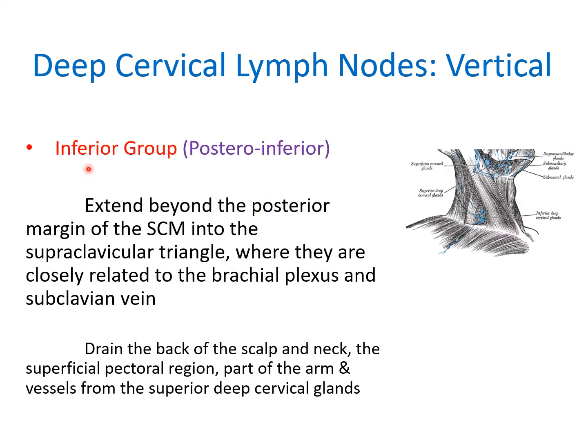The inferior group of deep cervical lymph nodes, also known as the postero-inferior group of deep cervical lymph nodes, extend beyond the posterior margin of the sternocleidomastoid muscle in the supraclavicular triangle, where they are closely related to the brachial plexus and subclavian vein, and they drain the back part of the scalp and the neck, the superficial pectoral region, part of the arm, and vessels from the superior deep cervical glands.